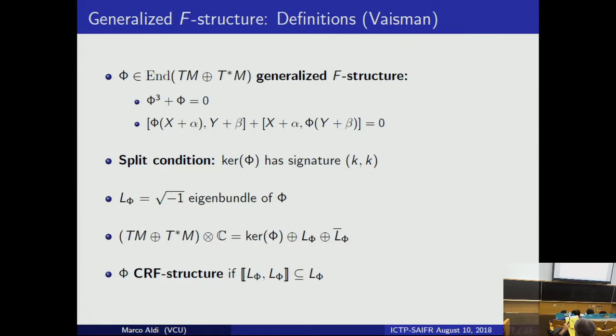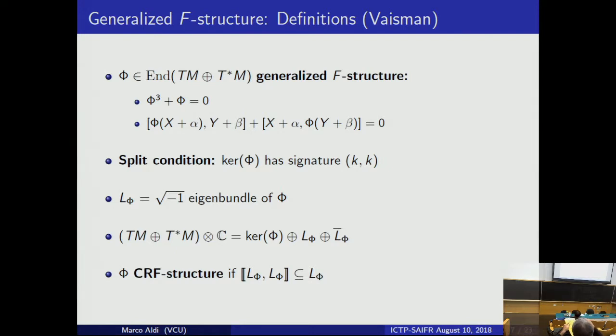And in the paper I wrote on this subject, I find it useful to add an additional condition that wasn't there in Vaisman's definition, which is what I call the split condition. Well, again, from this condition here, you see that the eigenvalues can be plus or minus square root of -1 or 0. And so, in particular, you can have a kernel, and I require the kernel to have a signature (k, k) with respect to the tautological product on T plus T star.